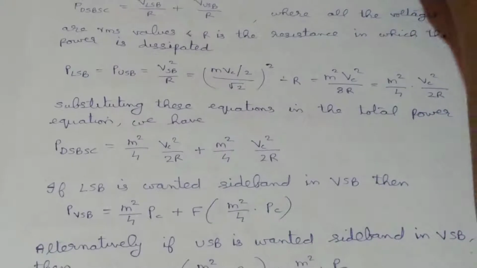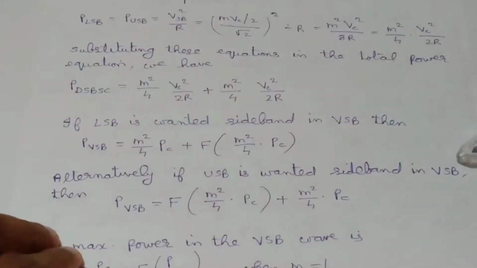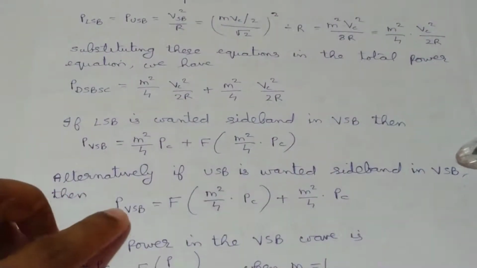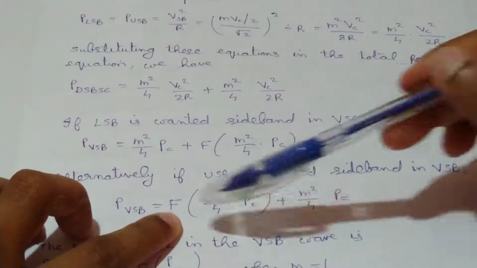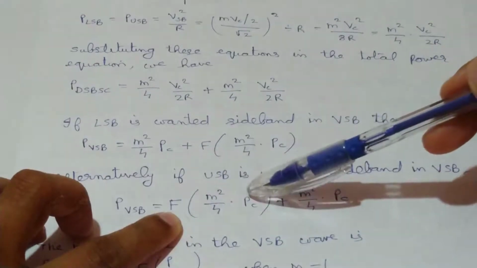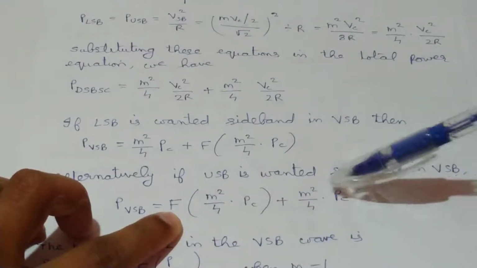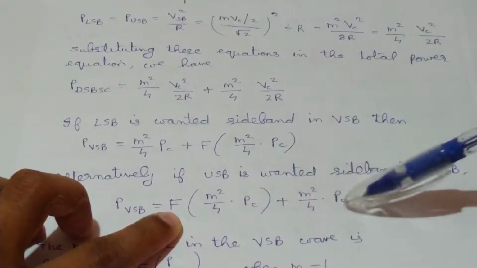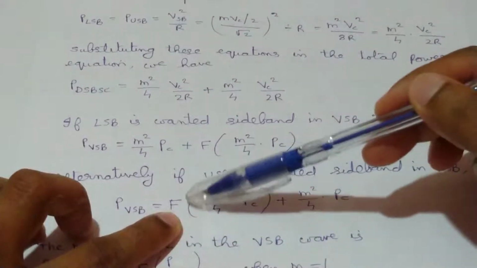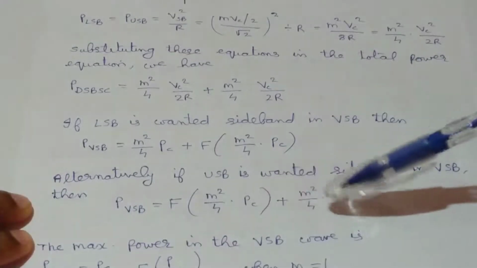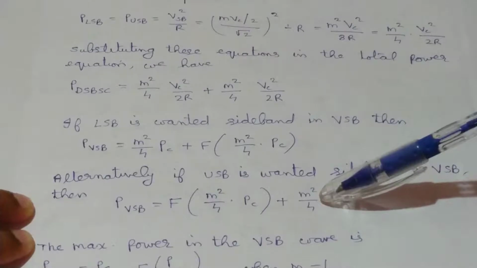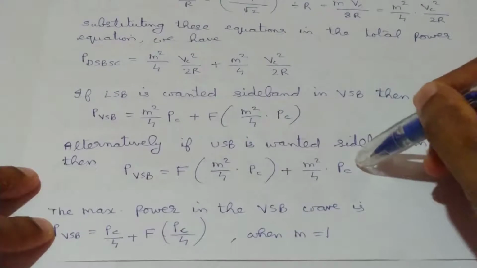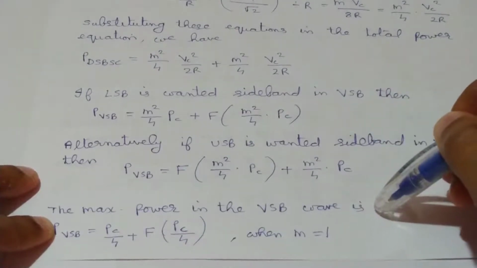Then alternatively, if upper sideband is the wanted sideband in vestigial sideband, then power in Vsb is equal to fraction of the lower sideband power. So fraction of M square by 4 into Pc plus M square by 4 into Pc. So this is the full power of upper sideband and this is the fraction of the lower sideband power. Then from this equation we can see that this equation relates total power in the vestigial sideband modulated wave to the unmodulated carrier power Pc. Then from this we can calculate the maximum power in the vestigial sideband wave.